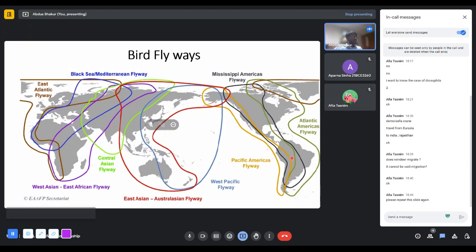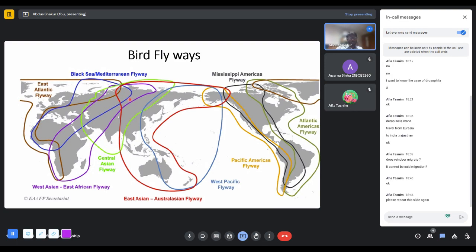So, for instance, if you take the example of demoiselle crane, it breeds in Eurasia, and then it travels all the way to India. So it mostly uses this Central Asian landscape, and then it has been named as the Central Asian flyway. So most of the species, or at least the demoiselle crane, uses this pathway. So it just migrates from Eurasia. They breed there and then they winter in the Indian subcontinent.